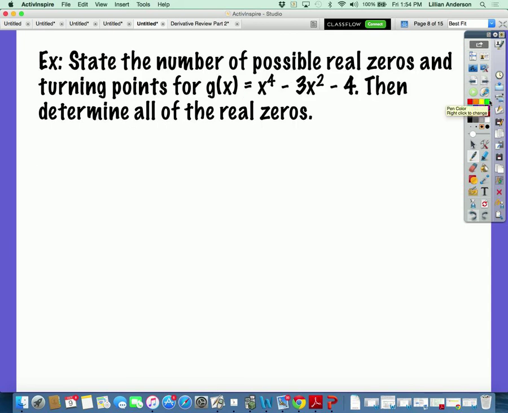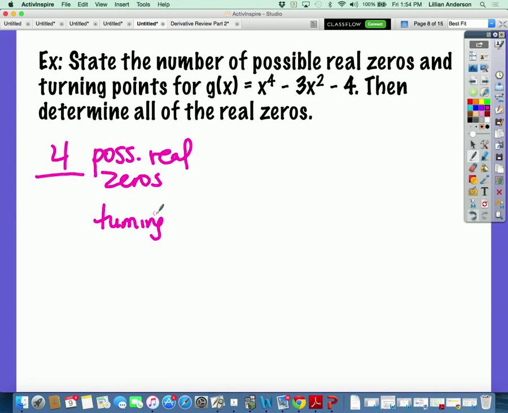Look at this one. What's my degree? 4. So I have at most how many possible real zeros? 4. How many turning points? 3. Remember, it's always n minus 1 for your turning points. So now let's find the real ones.